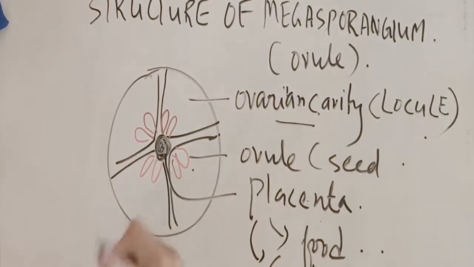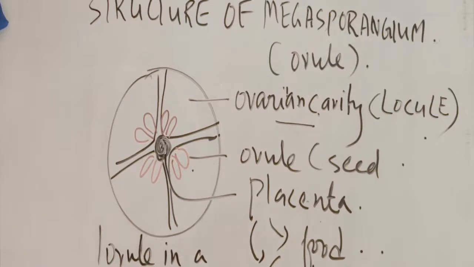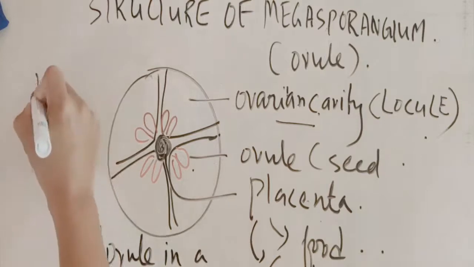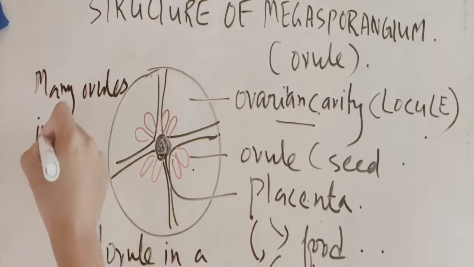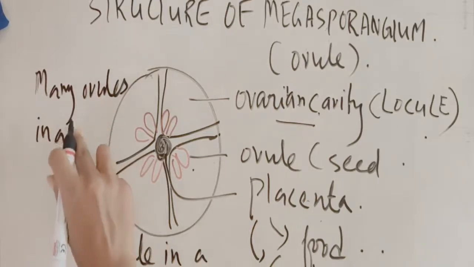The number of ovules varies. For example, in a mango there is one ovule in an ovary, while in wheat and paddy there are many ovules.